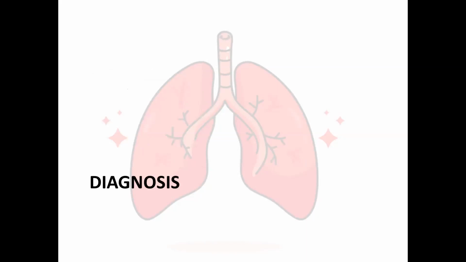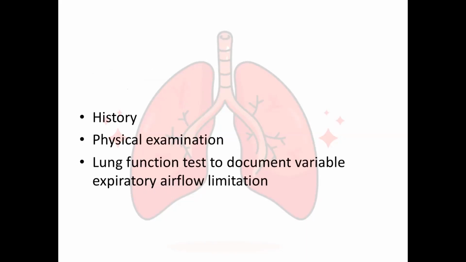Then we will see the diagnosis. Asthma is a clinical diagnosis supported by documented evidence of variable expiratory airflow limitation. The characteristic history: we already saw symptoms like cough, chest tightness, wheeze, and shortness of breath. The patient may give history of allergic rhinitis, atopic dermatitis, etc. And there will be a family history suggestive of asthma or allergy.